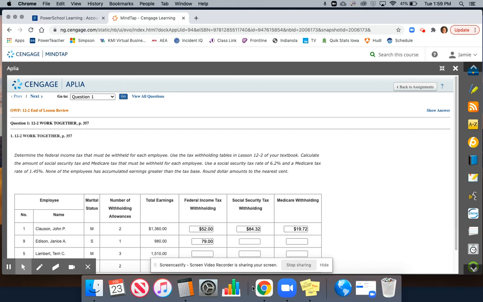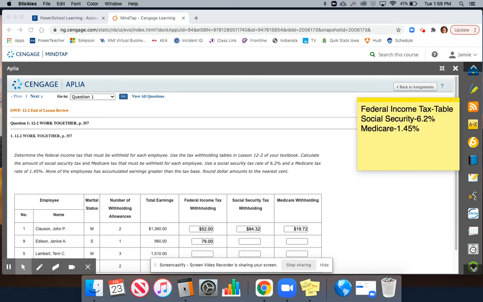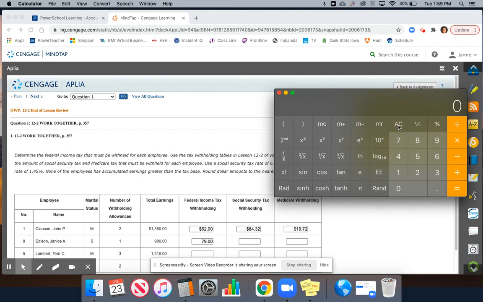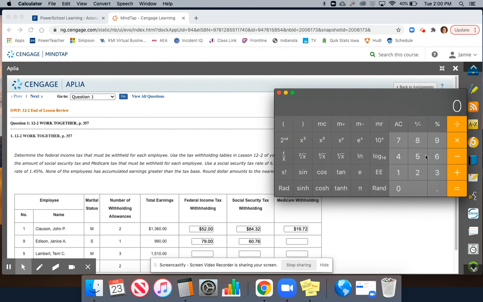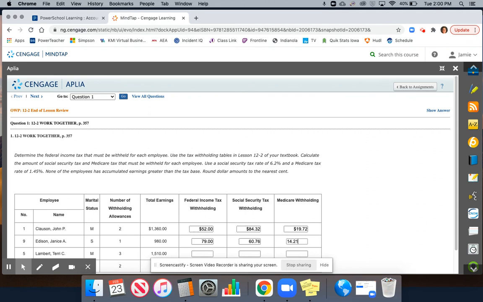For the Social Security tax withholding, again, total earnings times 0.062. So 980 times 0.062 is $60.76. Medicare withholding, 980 times 0.0145 is $14.21. And that is how you calculate the federal income tax, Social Security tax, and Medicare withholding.